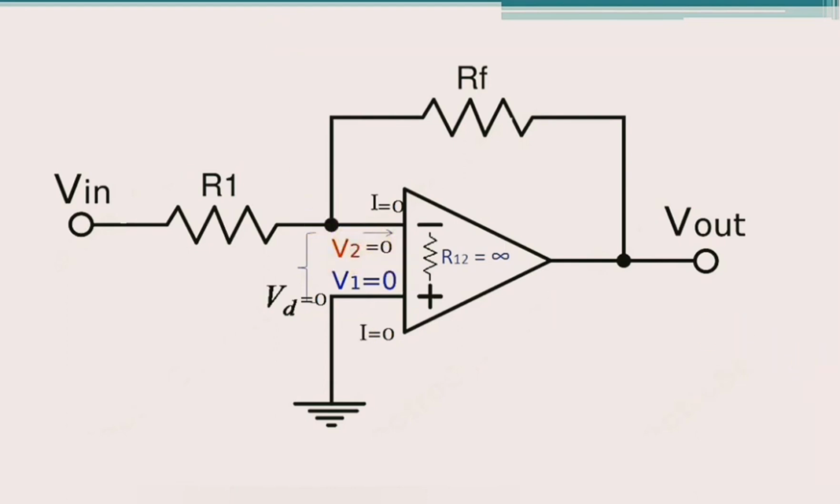So the overview of the virtual ground concept in an op amp is, first, because of the high input impedance of the op amp, the current entering the inverting terminal and non-inverting terminal is 0. And the second point is that the node voltage present at the inverting terminal and the node voltage present at the non-inverting terminal are equal.